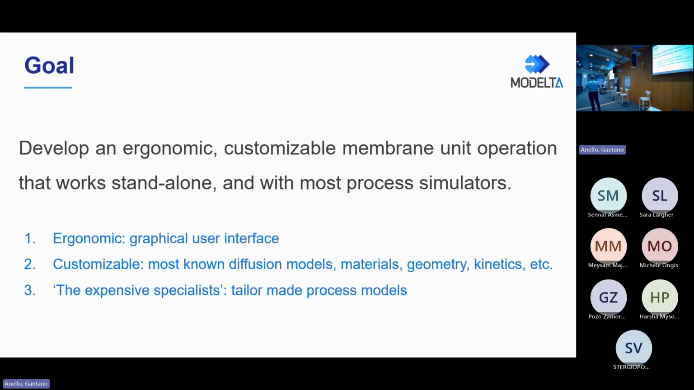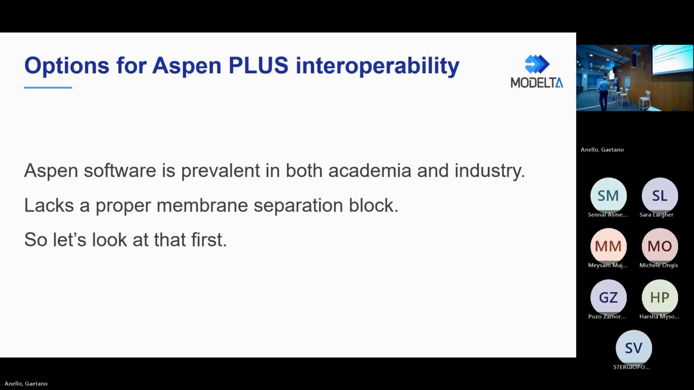So our goals for that was to make a nice graphical user interface with it, to make it customizable, so that you can select some diffusion models, maybe some geometry or kinetics that are specific to your process. But then also the expensive specialist part, we also have some specialized models that we have from our model database. If you really need something for palladium that's super good for palladium, we can also offer that. So how are we going to make Aspen do all of this stuff?